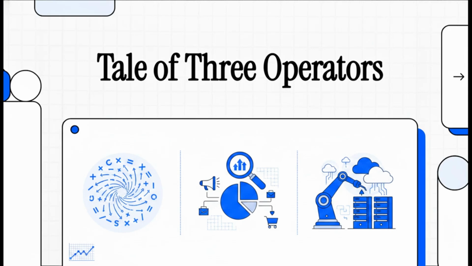Welcome to This Explainer. Today, we're tackling one of the most confusing, heavily overloaded words in the entire tech ecosystem, operator. Depending on who you're talking to, this single word can mean a math concept, a digital marketing strategy, or a highly advanced robotic facility manager for your cloud infrastructure. Let's be real. Developers aren't exactly known for their creative naming conventions. So we're going to untangle this web today and look at the tale of three operators.